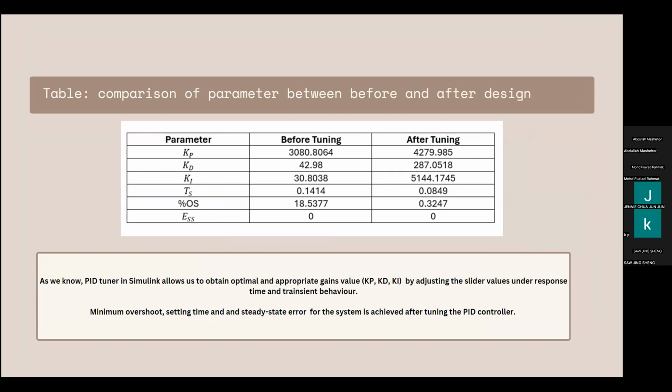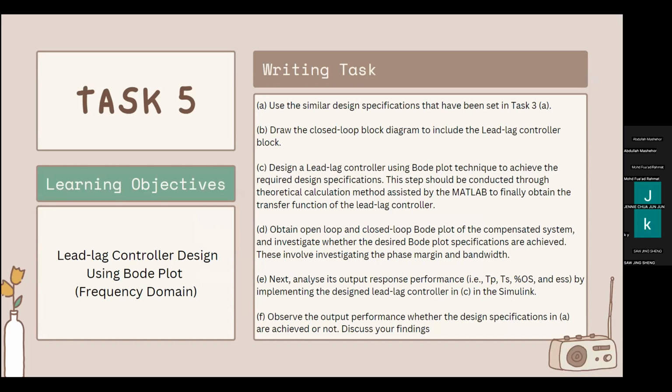So this is the comparison of parameters between the before and after design. As we know, the PID tuner in Simulink allows us to obtain optimal and appropriate gain values KP, KD, and KI by adjusting the slider values under response time and transient behavior. The tuned gains are shown in the table, as well as the specifications before and after tuning. The minimum overshoot, settling time, and static error for the system are achieved after tuning the PID controller. Next slide.